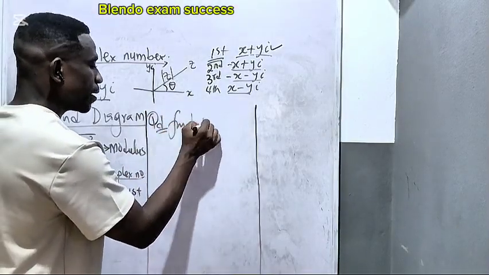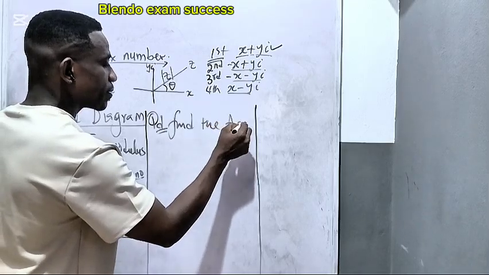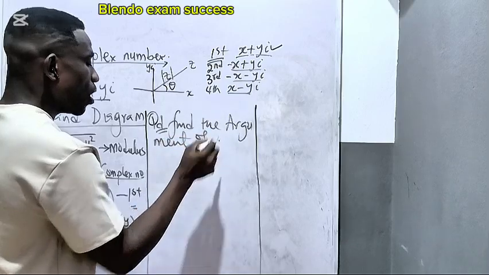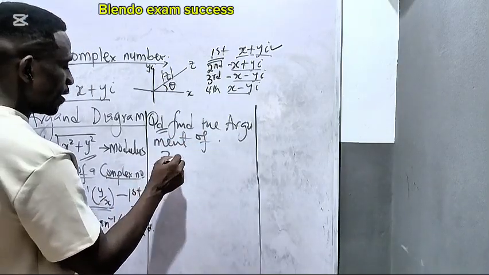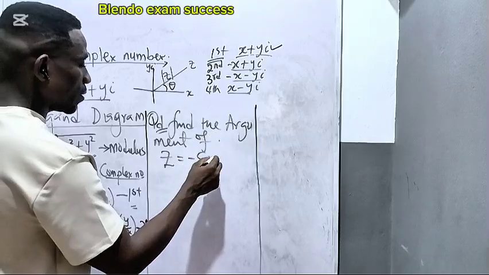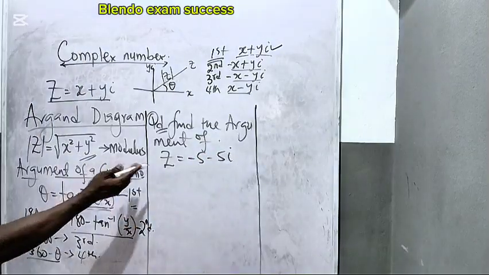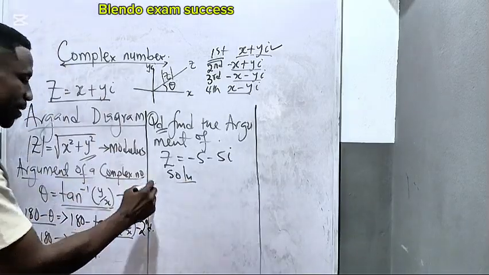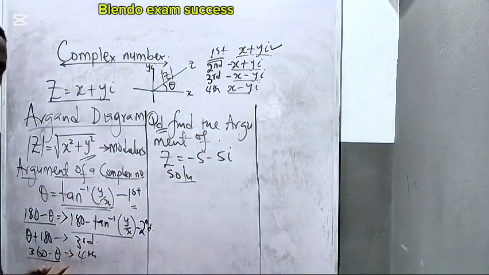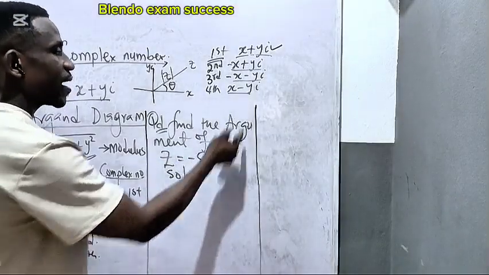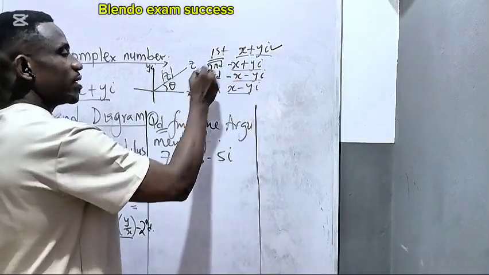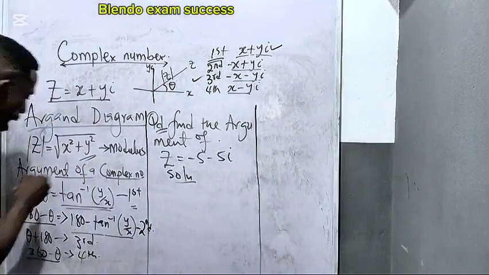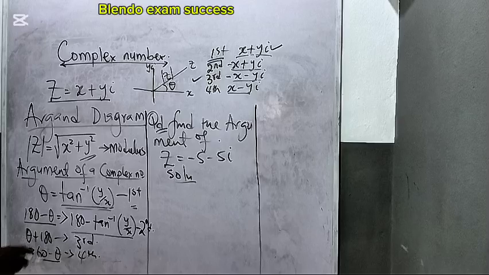Find the argument of z equal to minus 5 minus 5i. When we are asked to find the argument, we don't need to stress ourselves. Argument simply says, look at it. What quadrant is this? This is minus 5 minus 5i, minus x minus yi. Oh, this is the third quadrant. And because it's the third quadrant, the argument in the third quadrant is theta plus 180.